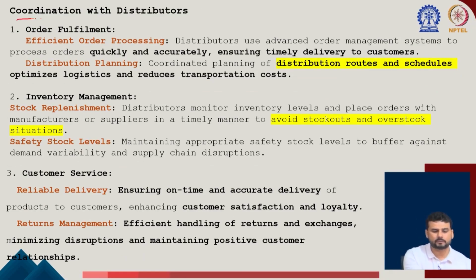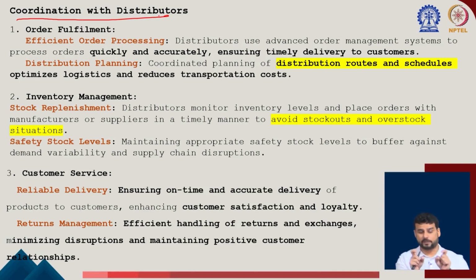Now, let us talk about the other end of the supply chain, which ends with the distributors. Order fulfillment is the first function which our distributors are doing. How quickly you are responding to customer demand, picking the order, packing the order, distributing the order and the last mile delivery. How timely and efficiently you are ensuring that.